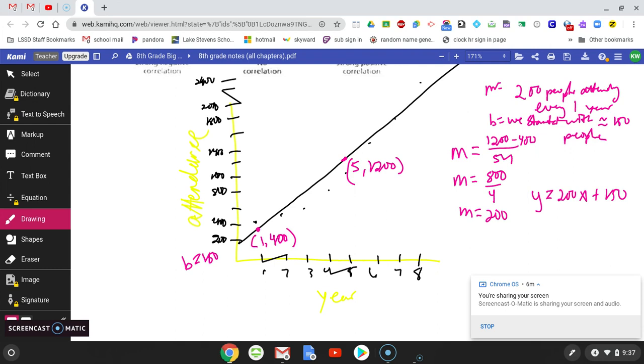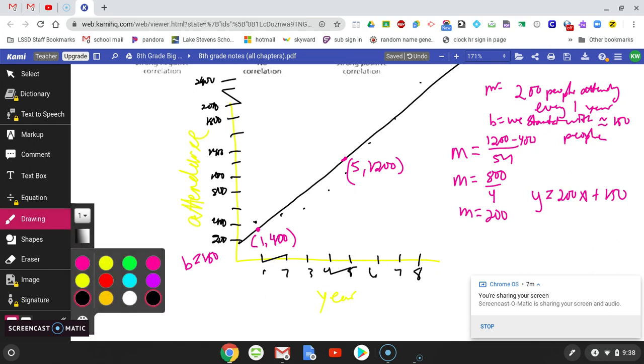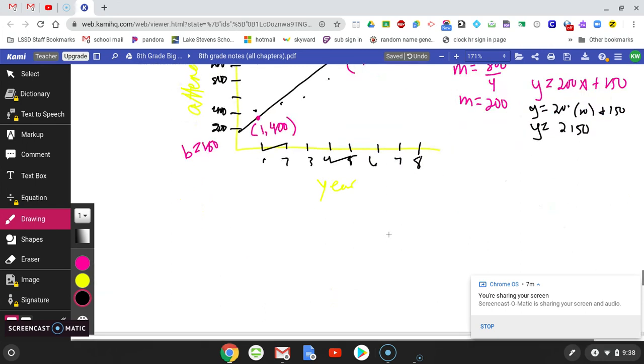Okay. Then it asked us to interpret the slope and the y-intercept. Okay, we did that. And then predict the number of people who will attend the festival in 10 years. So that's asking us to plug in a 10 for our x. So if I plug in a 10, we have y is equal to 200 times 10 plus 150. So we get 2,150 when I do that math. So that's about how many people would attend in 10 years.